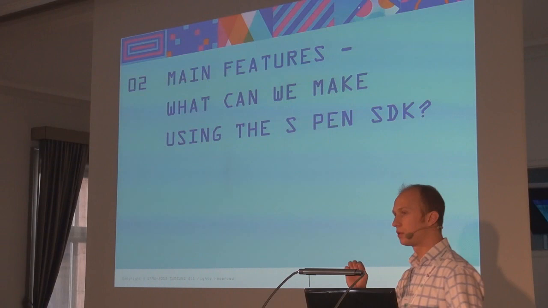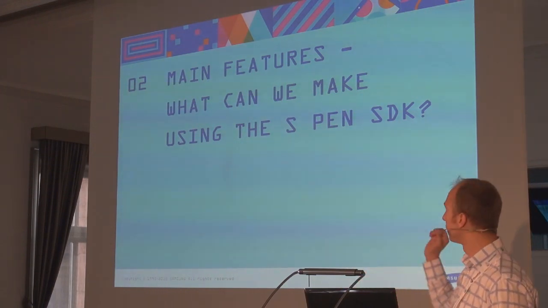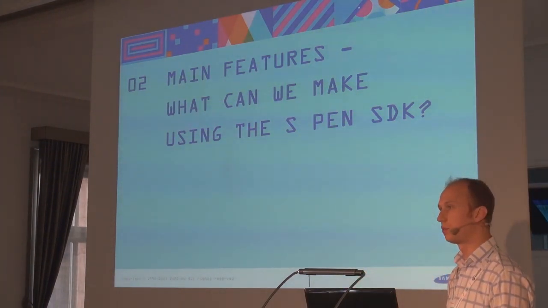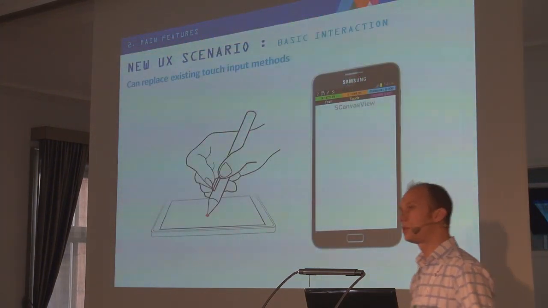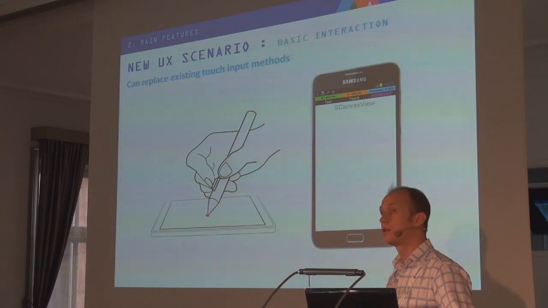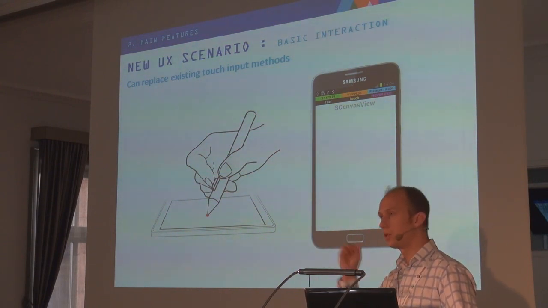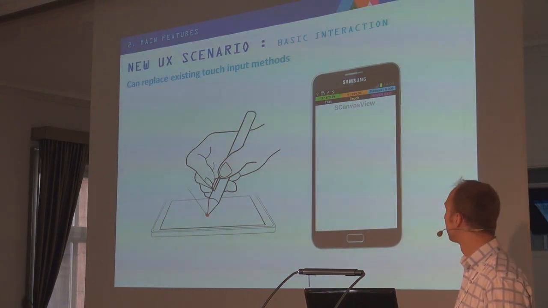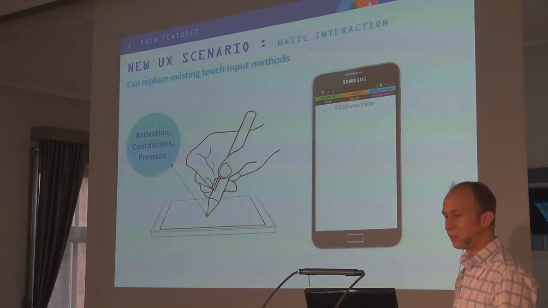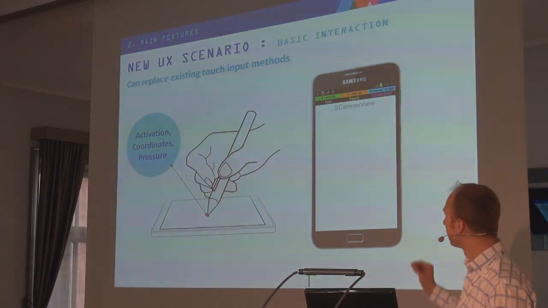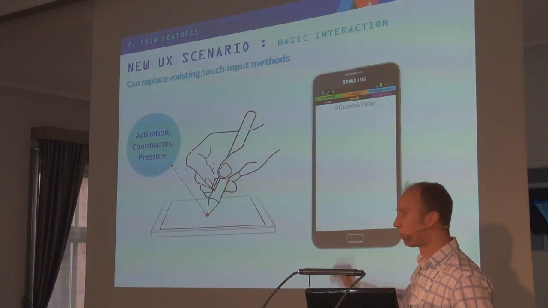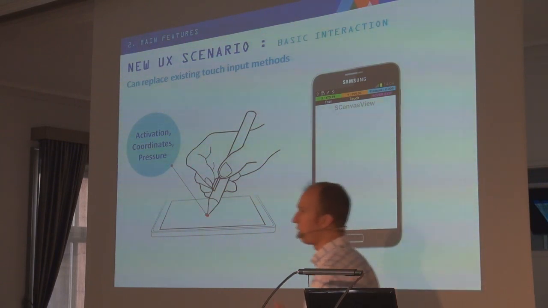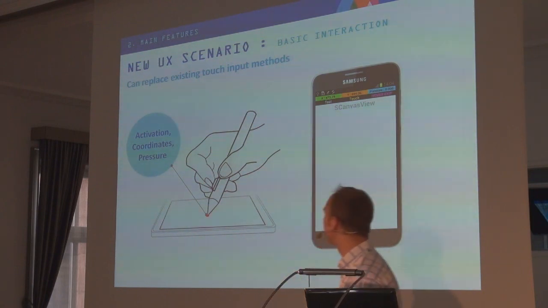Okay, let's go through what, to my mind, is the most important thing, the main features of the S Pen SDK, what we can do using the S Pen SDK. As you are going to see, it's a really easy and really fast SDK. The main activities that you can use are checking the precise coordinates, and also checking the pressure, so how you are using the S Pen.